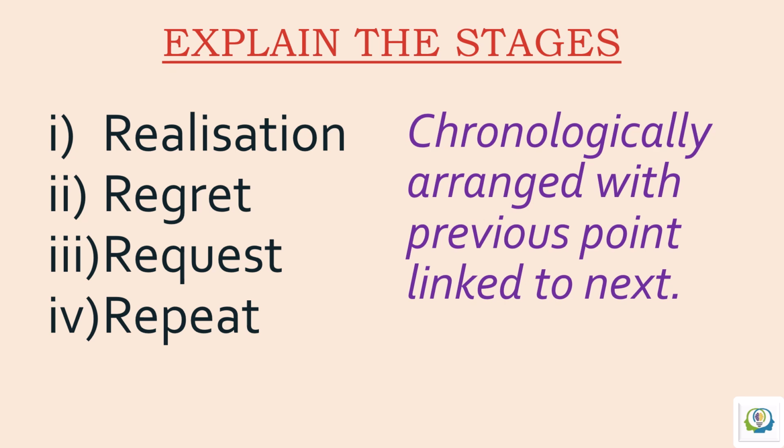Then request for pardon, that is to be forgiven. Then will also vow not to repeat that particular offense anymore. These are what I refer to as the 4 R's. You are expected again to explain them chronologically in order. So you cannot use request for pardon as your first point, then promise not to repeat as your second point. You will lose the marks.